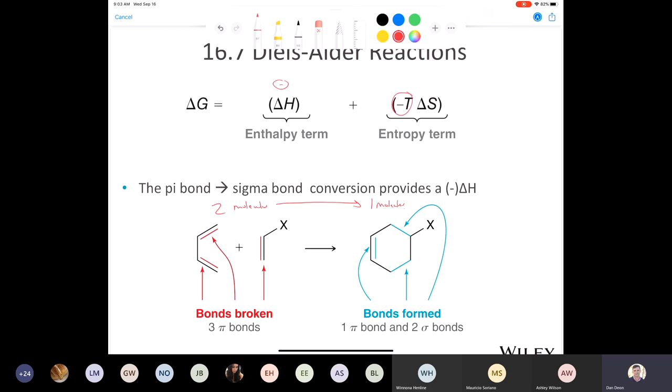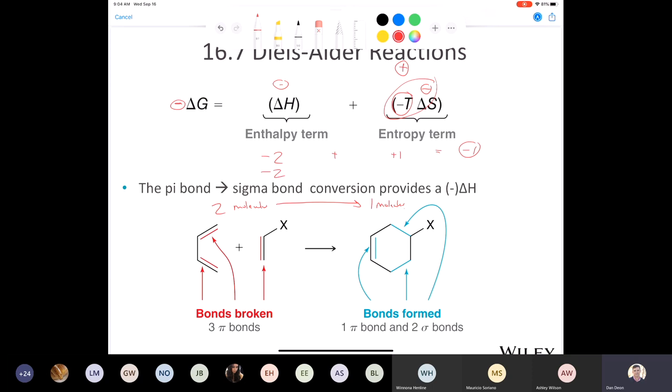So I take negative T and I multiply it by negative delta S. What happens if you take a negative times a negative? You get a positive. So think about it. You take a negative number and you add a positive number to it, okay? So let's just substitute some numbers in here, do a little algebra. If you take negative 2 and you add positive 1, you still end up with a negative number, okay? And when delta G is negative, it means the reaction is spontaneous.